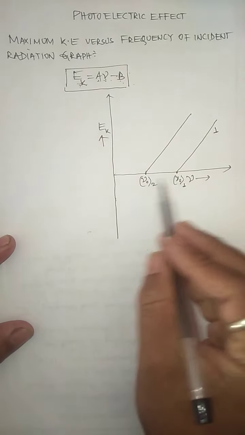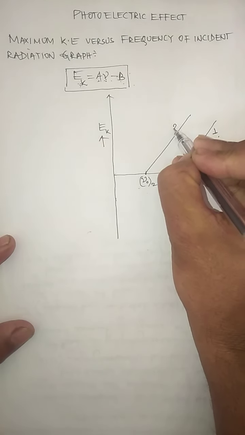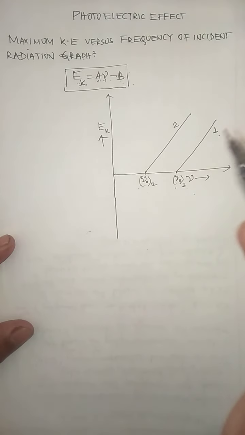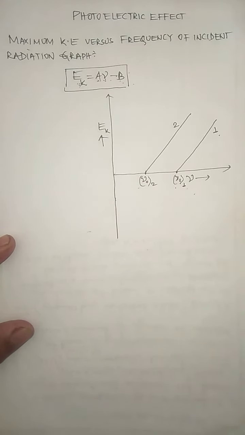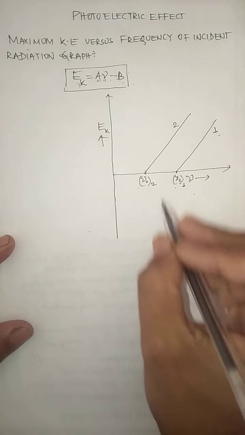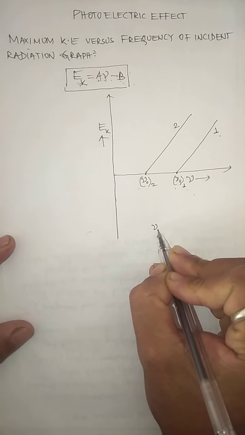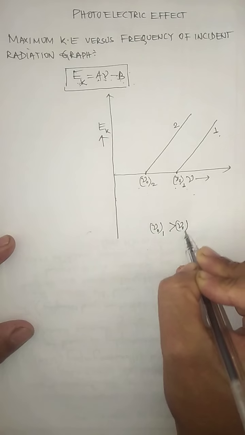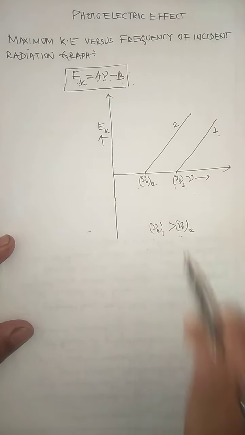So you can see these are the two different threshold frequencies, for one metal, say 1, and another metal, 2. From here I can say that the threshold frequency completely depends upon the nature of the material, meaning the nature of the plate, the materials that we use in the plate which emit photoelectrons. You can see that the threshold frequency of metal 1 is greater than the threshold frequency of metal 2.